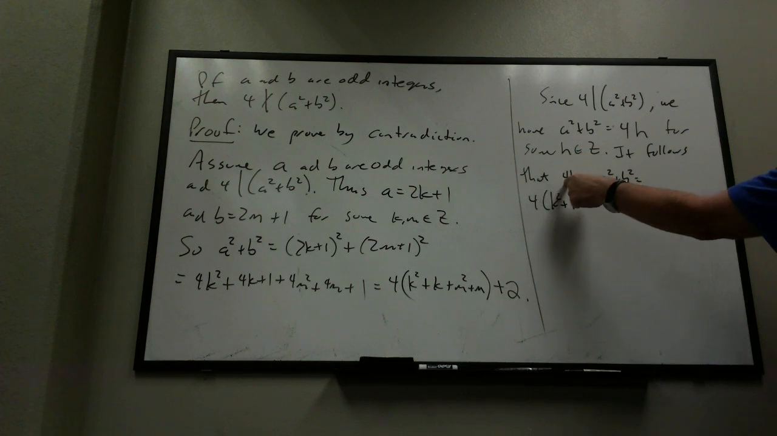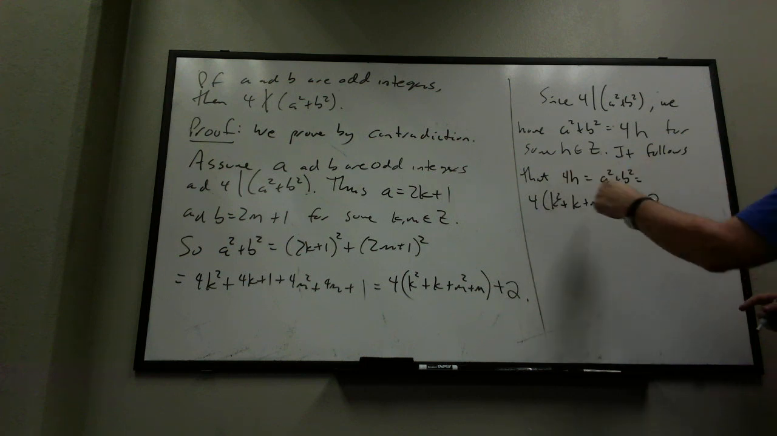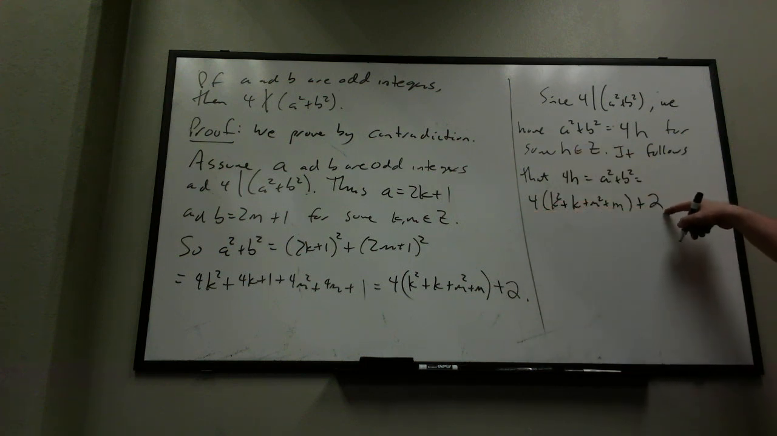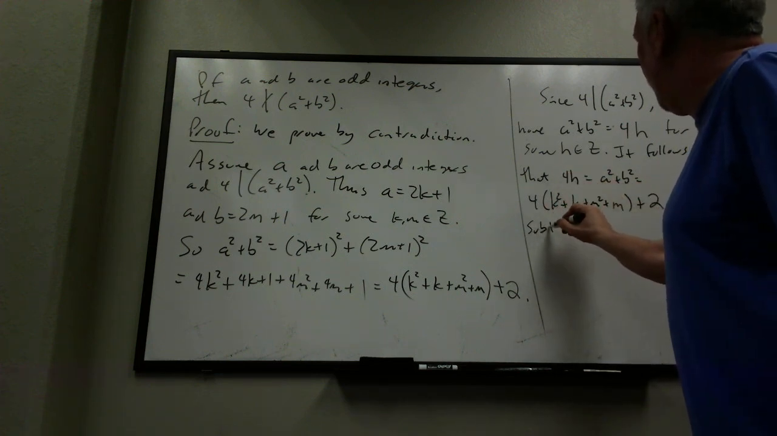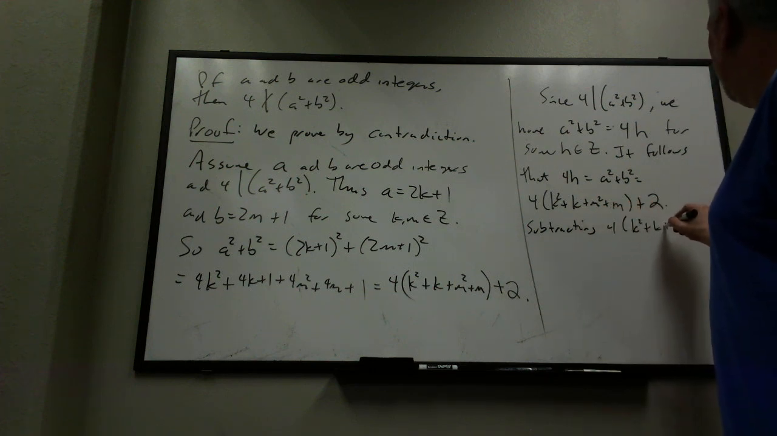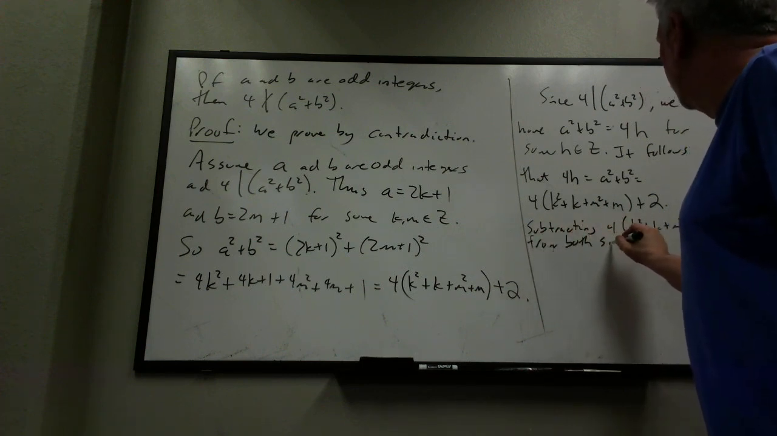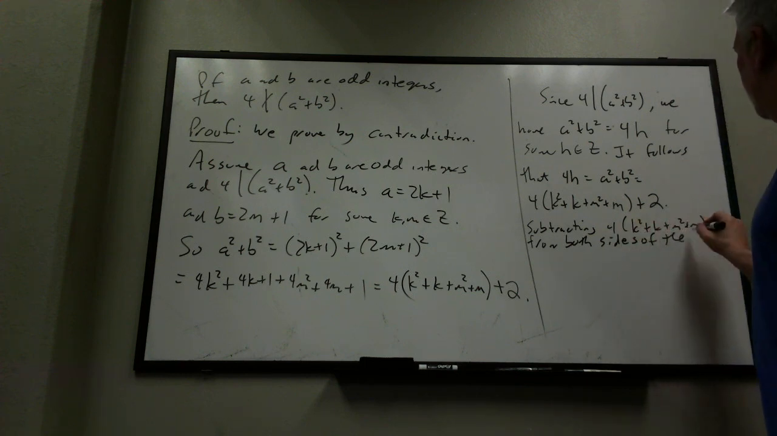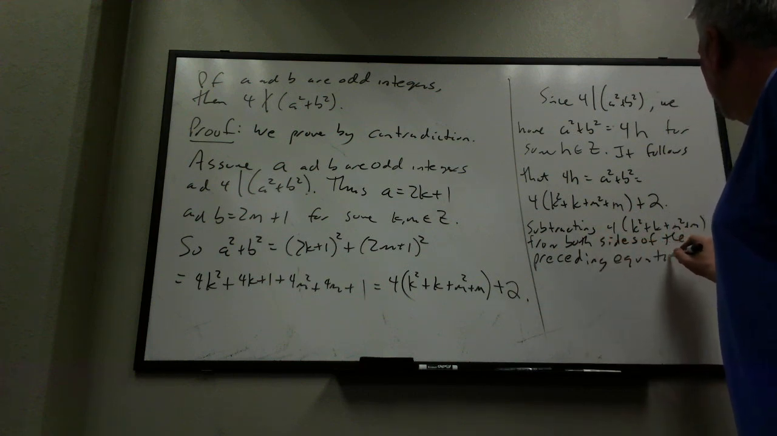Now, why did I put the 4h plus? Because again, when you write a string of equalities, a lot of times you're interested in what's on the ends. I have 4h is this. Okay. So I just used the a squared plus b squared to get these two were equal to each other. And again, you may want to tell the reader what you're doing. I'm interested in these two. So subtracting 4 times k squared plus k plus m squared plus m from both sides of the preceding equation, or the one right above, yields.